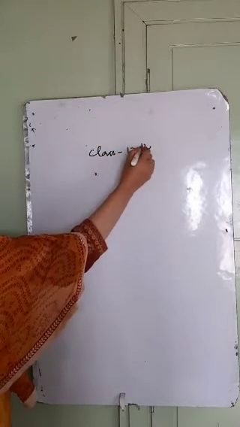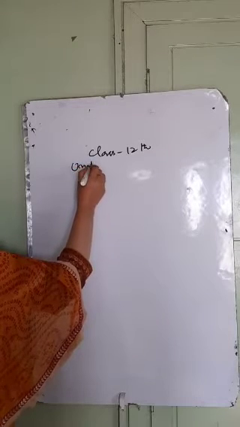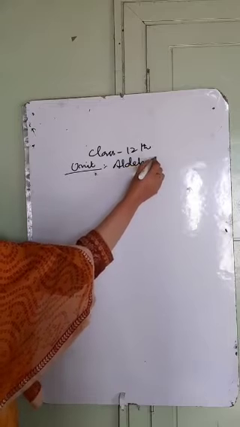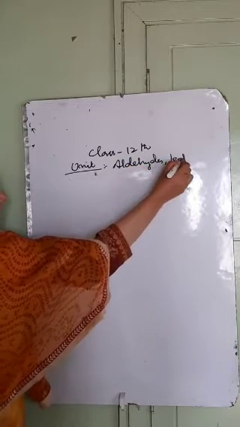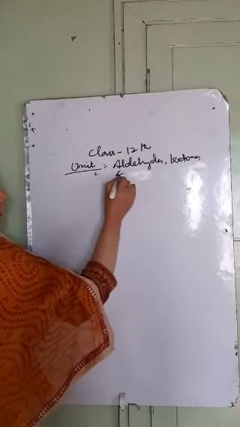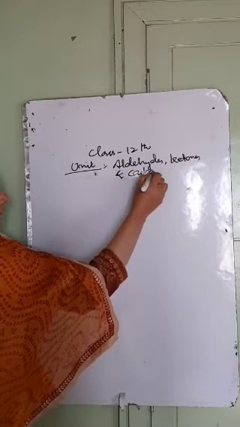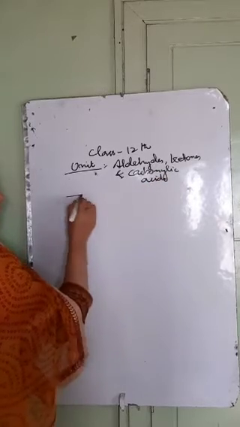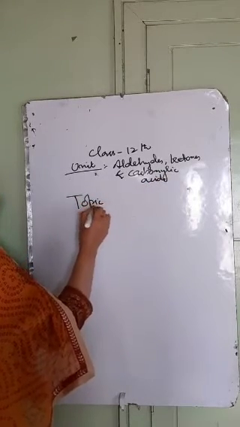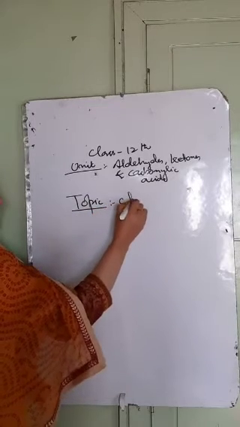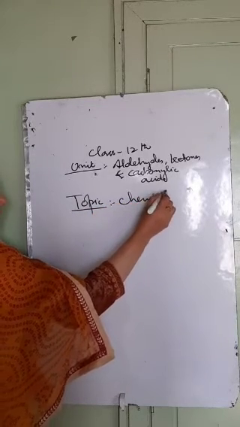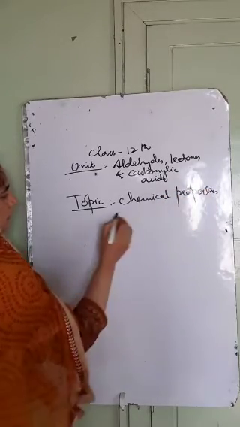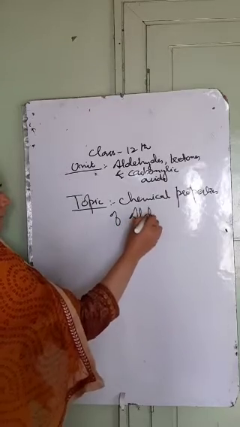Class 12, unit: aldehydes, ketones and carboxylic acids. The topic is chemical properties of aldehydes and ketones.